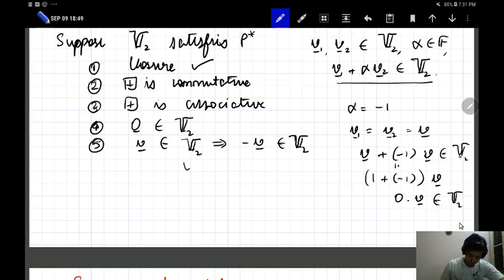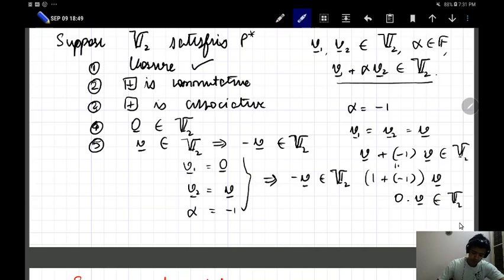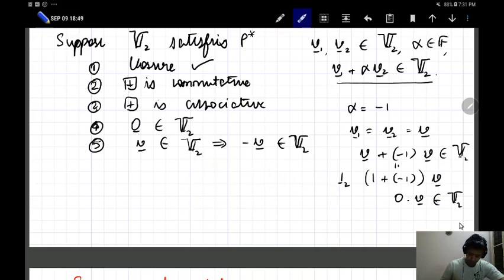So take v1 to be equal to 0, v2 to be equal to v, and alpha to be equal to -1. So this implies that -v is in the set V2. What else do we need to satisfy? So the remaining properties are all inherited from V1.